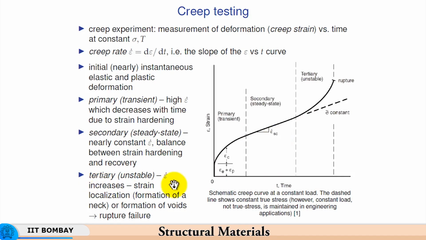Then there is tertiary unstable creep where strain rate continues to increase, and then there is strain localization, formation of a neck, formation of voids, which results in rupture. Now, as you deform the material more and more, the entire microstructure is subjected to the stress. There are different microstructural elements having different magnitudes of ductility, different response to the creep conditions, and therefore, after a certain amount of strain, there are voids and discontinuities nucleated at the interfaces, and these discontinuities propagate over a period of time, and therefore, the strain rate increases beyond a certain limit.